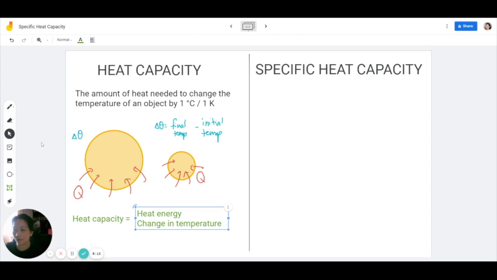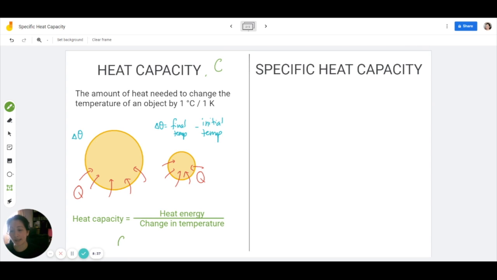Make this into a fraction. I'll just add a line here. And I think for better visuals, let's make this center. Yeah. Or if we were to express this with the symbols, now heat capacity is normally expressed with the symbol capital C. So we can also write it as C equals Q over change in temperature.